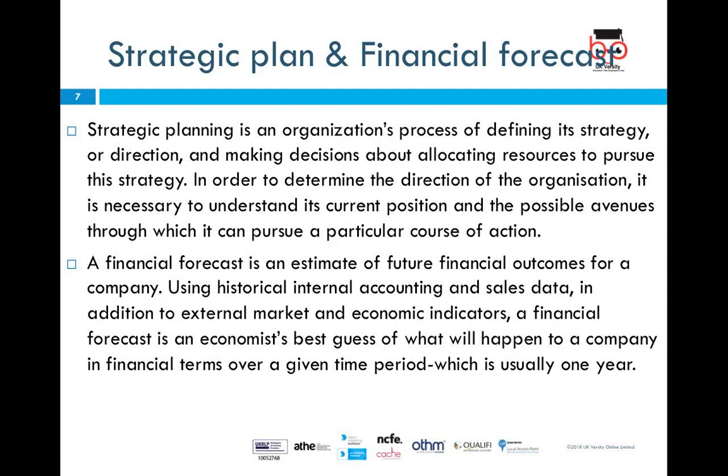As we know, because we are doing the strategic management unit and we are doing this diploma, we know that strategic planning is an organization's process of defining its strategy or direction, goals and objectives, and making decisions about allocating resources to pursue the business strategy. In order to determine the direction of the organization, it is always necessary to understand the current position, that is definitely the financial position, profit and loss, assets and liabilities, cash flow.